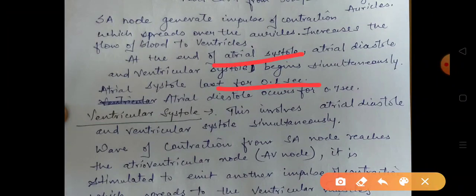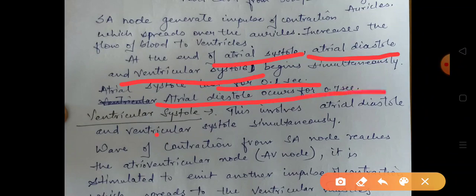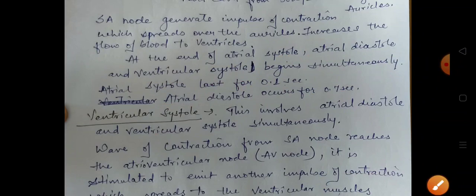And when the atrial systole ends, at that time atrial diastole, that means relaxation of the auricles, and ventricular systole, that means contraction of the ventricles, begin simultaneously. Atrial diastole lasts for 0.7 second. Atrial systole lasts for 0.1 second and atrial diastole lasts for 0.7 second. That means for contraction, auricles require 0.1 second, and to relax, the auricle takes 0.7 seconds. Now this was the atrial systole.